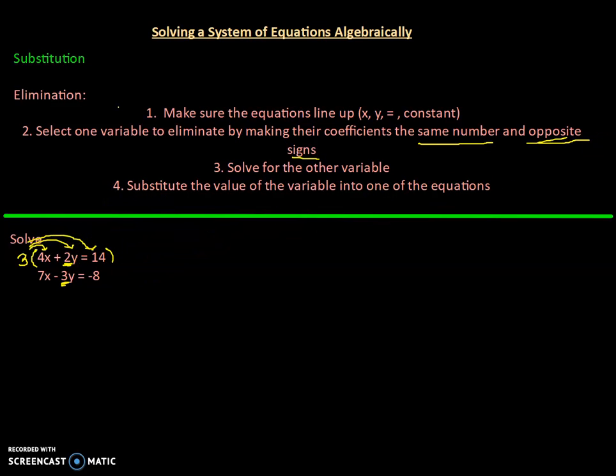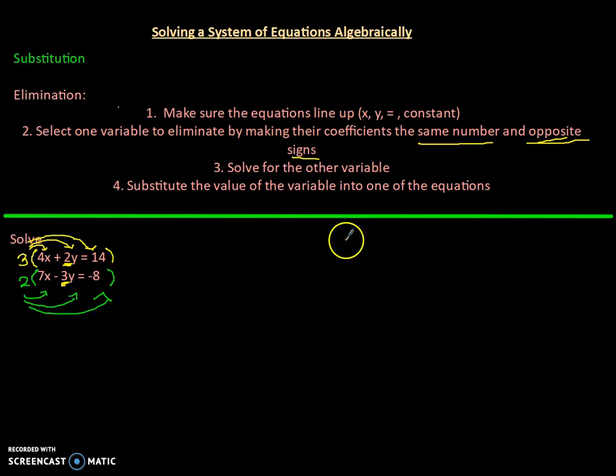So again, we're trying to eliminate y. We've decided on y by making the same number and opposite signs. The nice thing about this is if you look at the coefficients for y, one is already positive and one is already negative. So I don't have to worry about making them opposite signs. They already are. I just have to make them the same number. So we've decided on 6. To make 3 become 6, I'm going to multiply by 2.